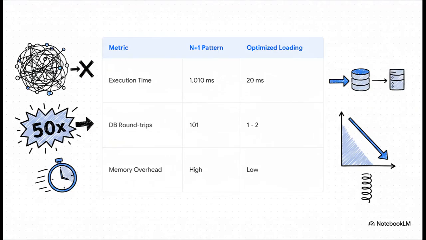I mean, look at these numbers. We're not talking about a 10 or 20% improvement. We are talking about going from over a full second of execution time down to 20 milliseconds. That's a 50x speed up. Your database round trips plummet from over 100 to just 1 or 2. This isn't a micro-optimization. This is a critical make-or-break architectural fix.